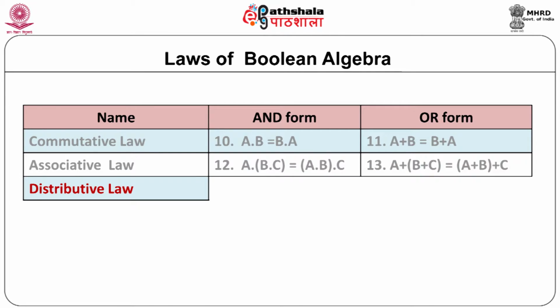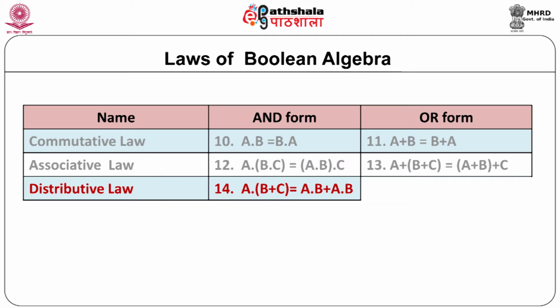Let us now study the distributive law for product and sum forms. The distributive law is A AND (B OR C) equals (A AND B) ORed with (A AND C). It indicates that ORing of two variables and then ANDing is equivalent to ANDing the first variable with the second and the third variable separately, then ORing these product terms. It also gives a sum of product form.